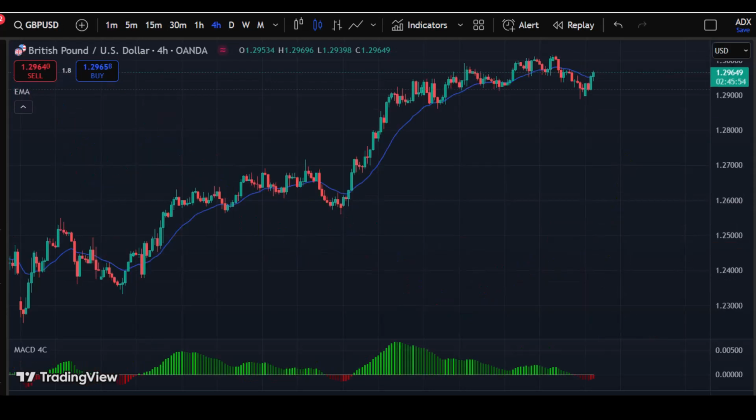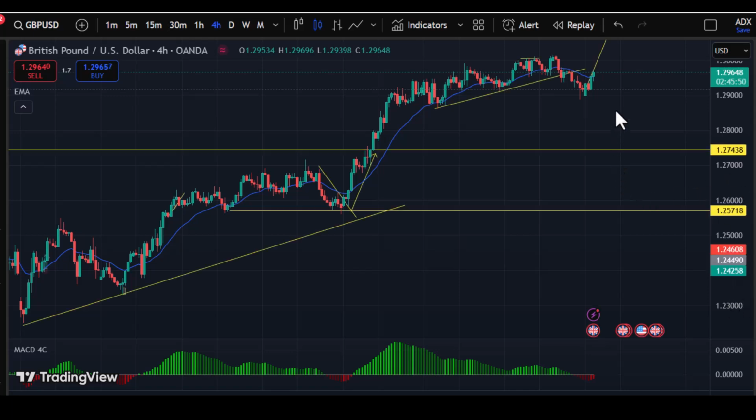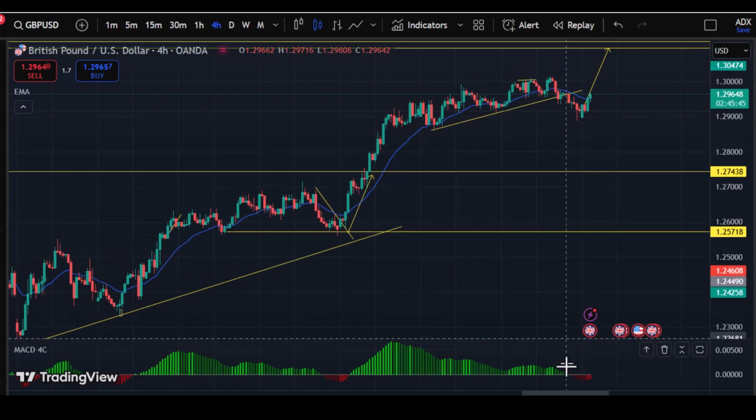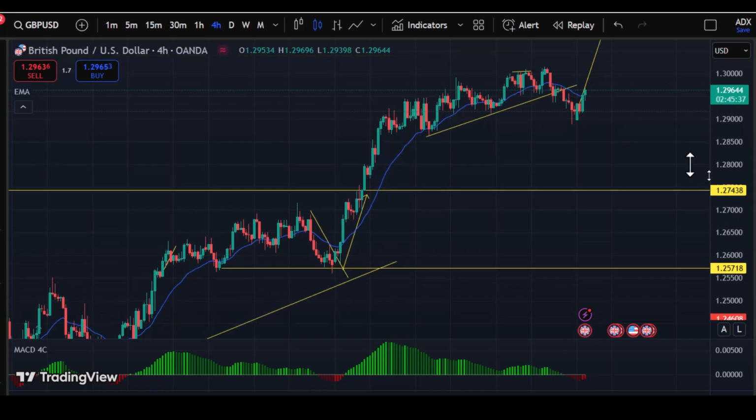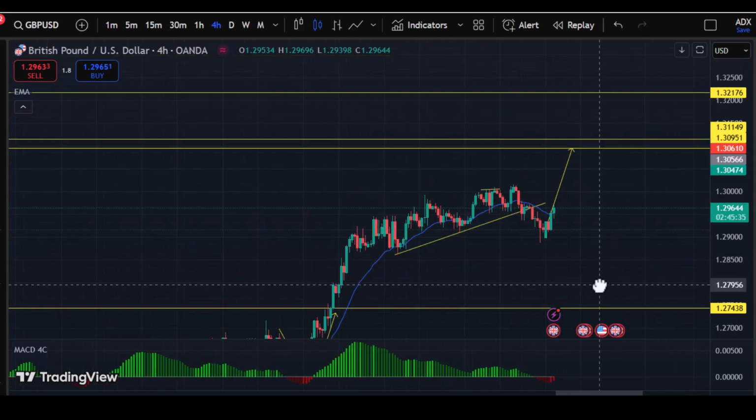Then the almighty pound is very bullish, and this is what we have positioned ourselves for. We are just riding the wave, and this wave is expected to get to 1.30566. Okay, so this is what we are seeing at the moment, and we have actually marked it.